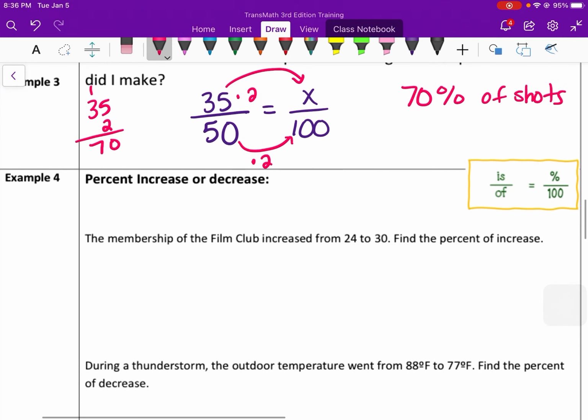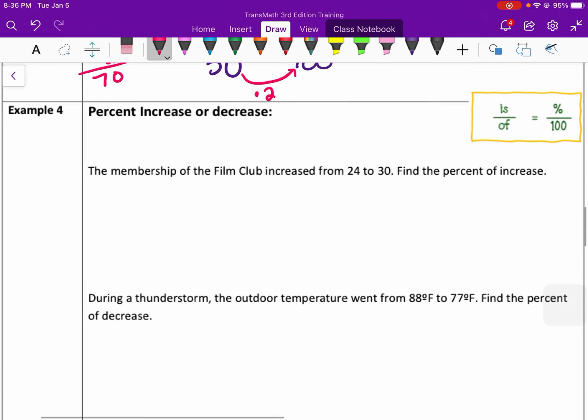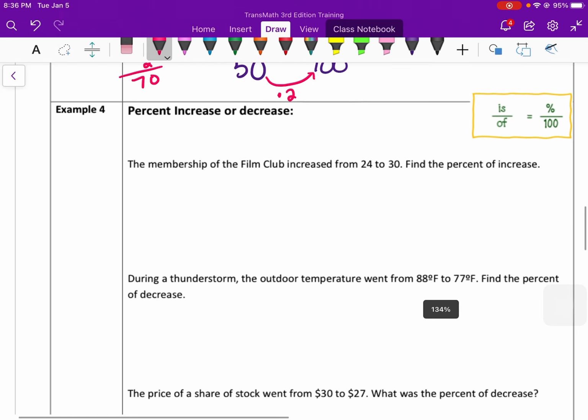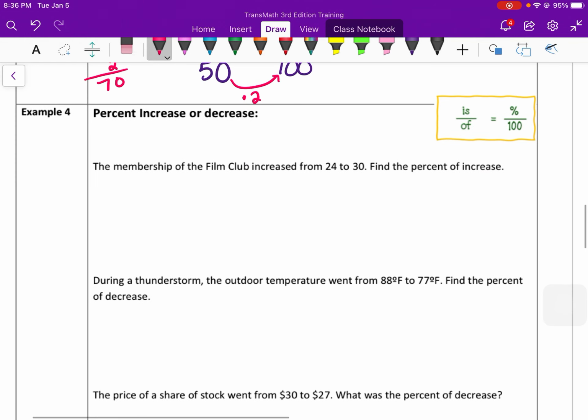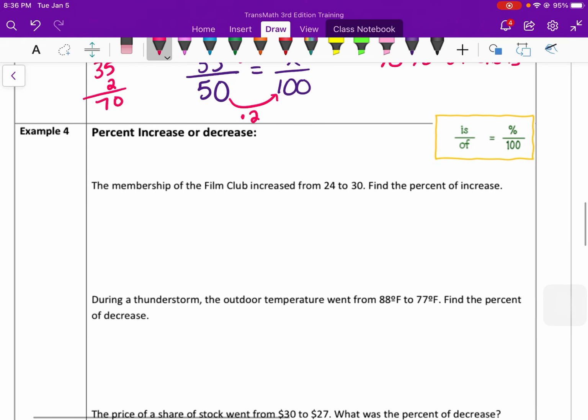All right, we're going to look at some percent increase and some percent decrease problems. We're going to apply the same formula. The membership of the Film Club increased from 24 to 30. Find the percent of increase. So how much did it increase? It went up by 6 people. So what was my percent?